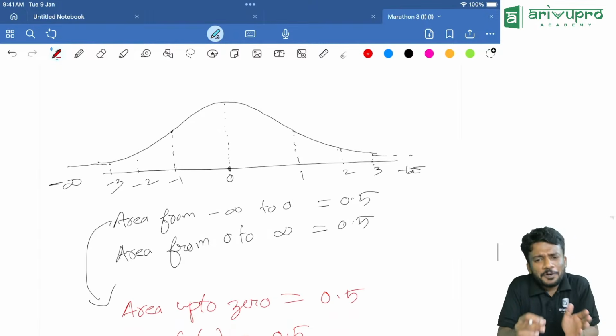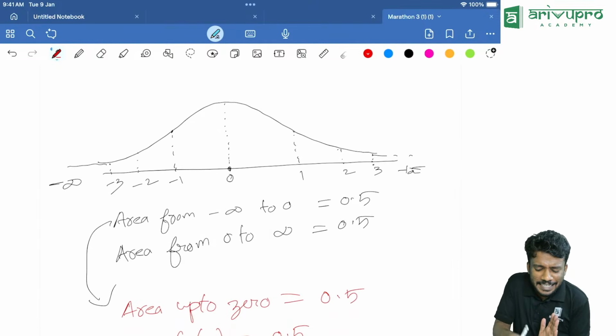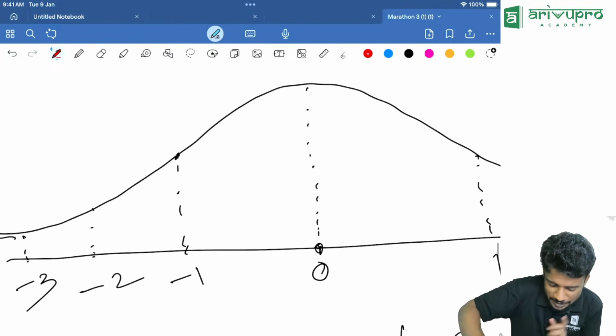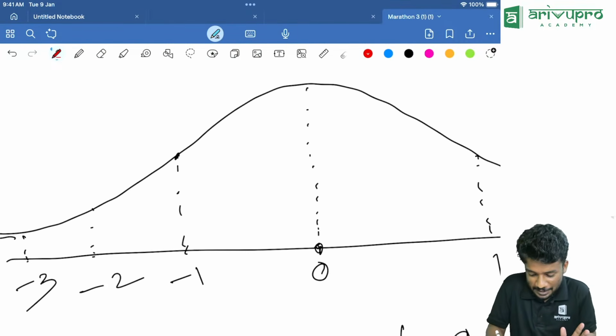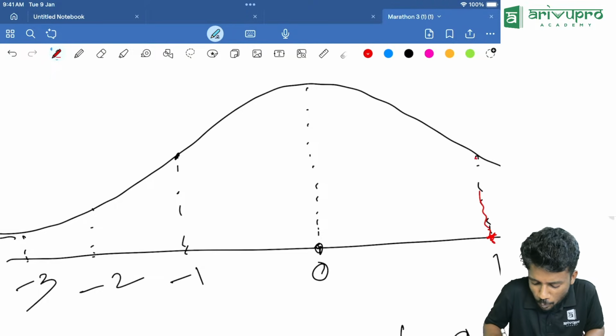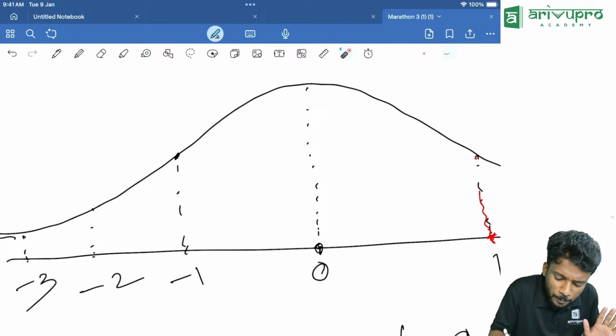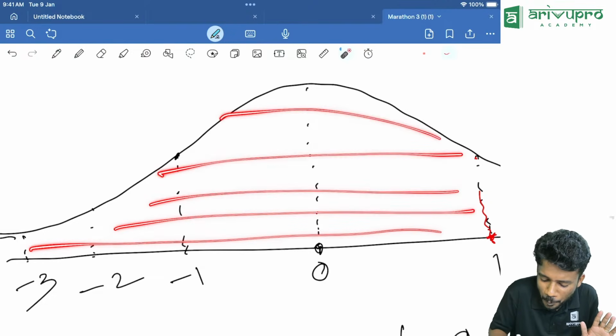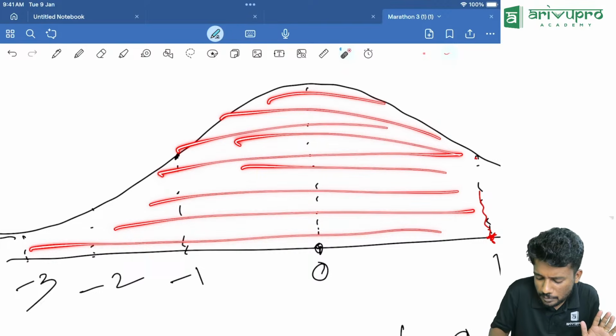Now I will ask you one more question. What is the area up to 1? Area up to 1 means we will consider from minus infinity to this point, that is 1. What do you think is the area up to 1? Can anyone tell me the answer? What is the area up to 1?